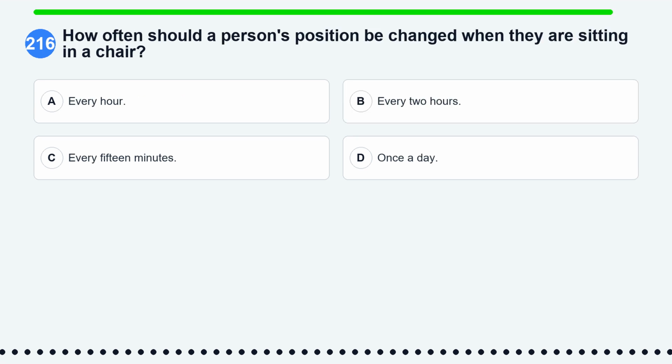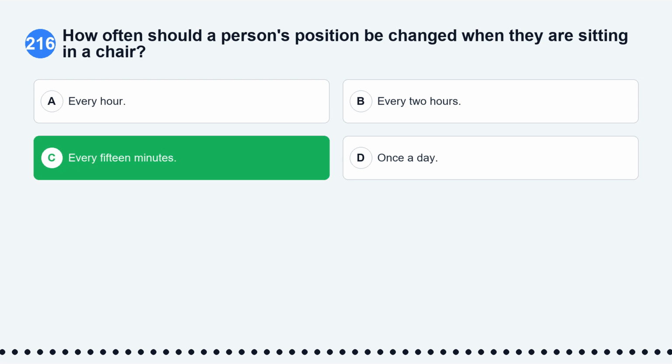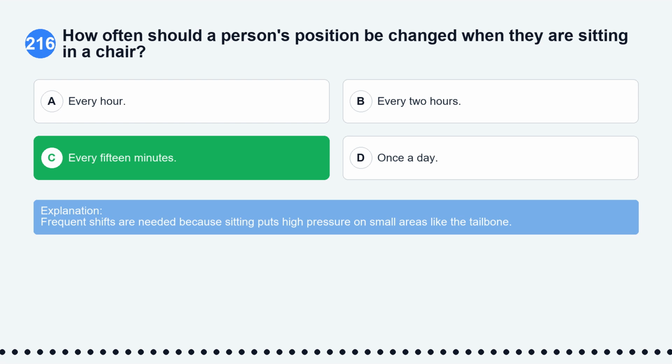Question 216. How often should a person's position be changed when they are sitting in a chair? Option A. Every hour. Option B. Every 2 hours. Option C. Every 15 minutes. Option D. Once a day. The correct answer is option C. Every 15 minutes. Frequent shifts are needed because sitting puts high pressure on small areas like the tailbone.